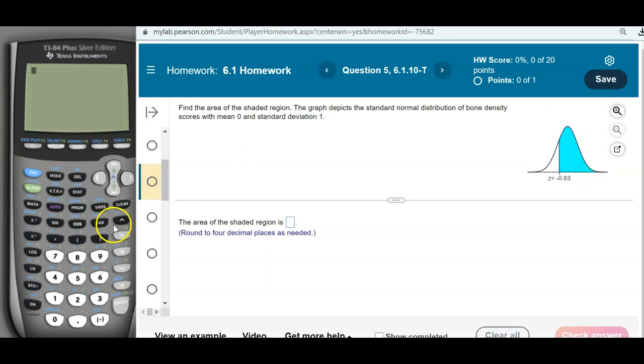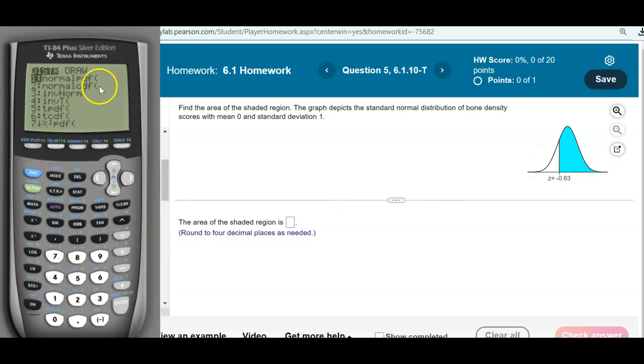All right, sometimes they'll give me just one z-score, and I have to find the area to the right or to the left of it. So in this one I'm doing to the right. So in that case I would do second vars, again normal CDF. My lower number this time, again I think of the lower number, where does the shading start? So the shading starts here at negative, I can use this for negative 0.83. And then I think of the upper number, where does the shading end? And this time it doesn't end.